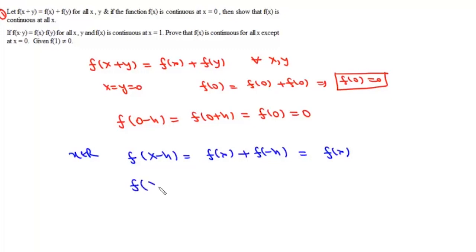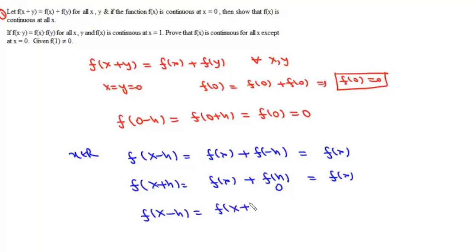And if we look at its right hand limit, which is f(x plus h), now f(x plus h) is f(x) plus f(h). Again this f(h) is 0. So this is also equal to f(x). So for any real x, f(x minus h) will be equal to f(x plus h), and it is equal to f(x). That means this function is continuous for all x belongs to R.